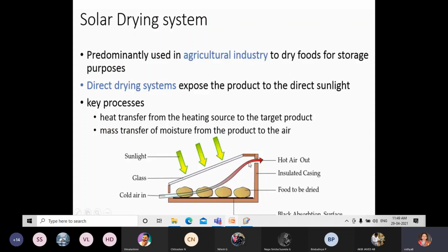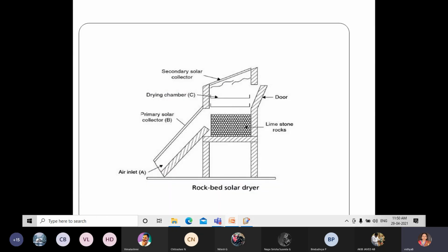Solar drying system. Predominantly, it is used in the agriculture industry to dry foods for storage purposes. A direct drying system exposes the product to direct sunlight. Solar dryer: here you can see the diagram.